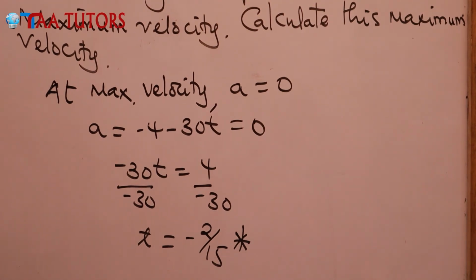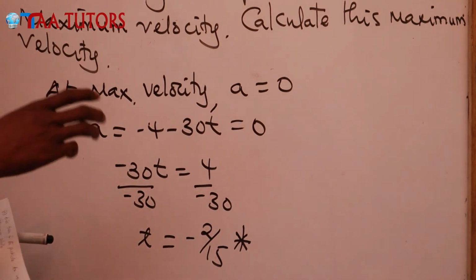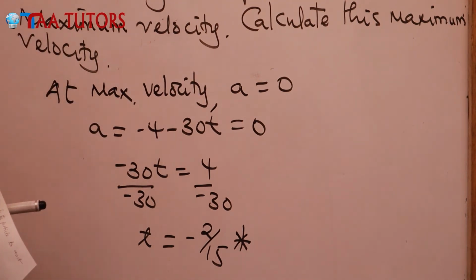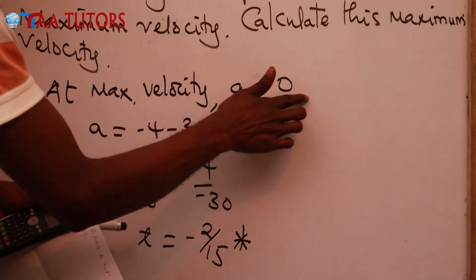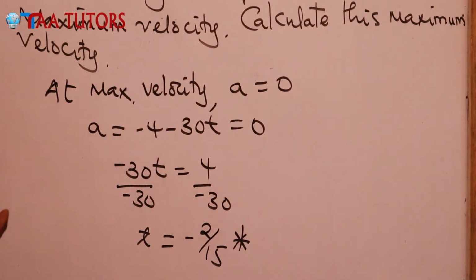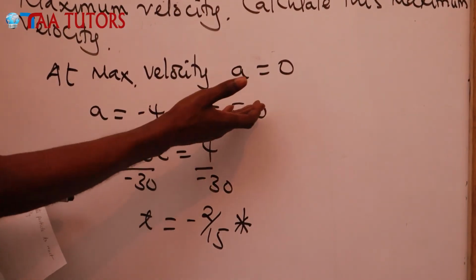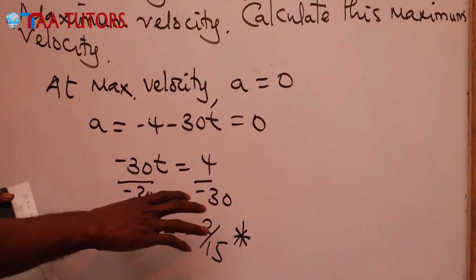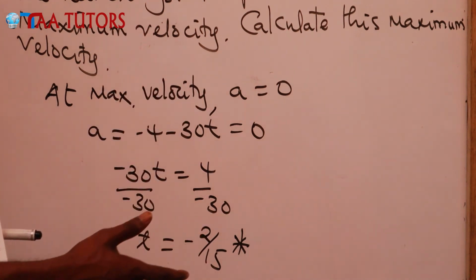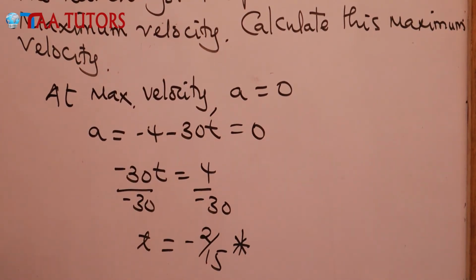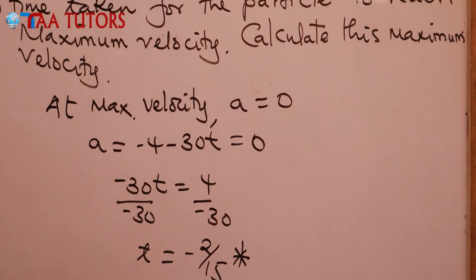When t is positive, we can take that value of t and substitute it in the velocity function to get the actual value of maximum velocity. But the idea to take home is that at maximum velocity, acceleration is 0. So when acceleration is 0, we equate the acceleration function to 0 and get the value of t, the time when velocity is maximum. Take that value of t and substitute it in the velocity function to get the maximum velocity.